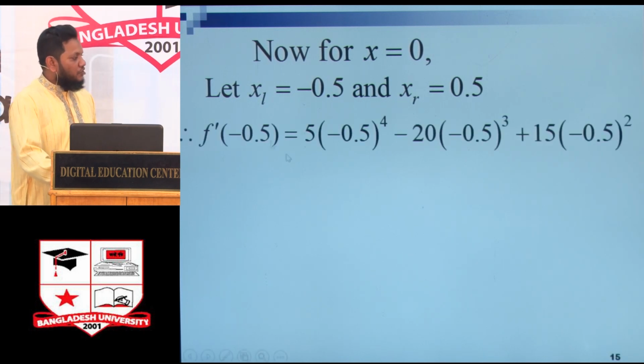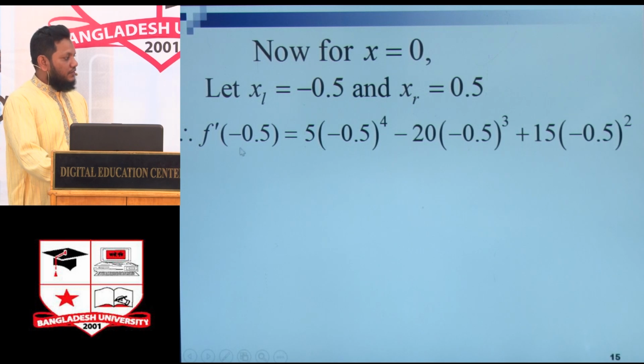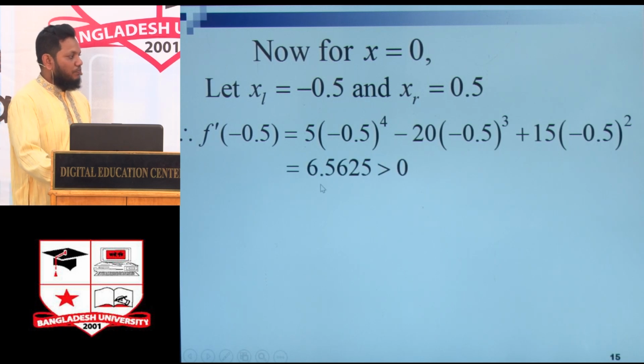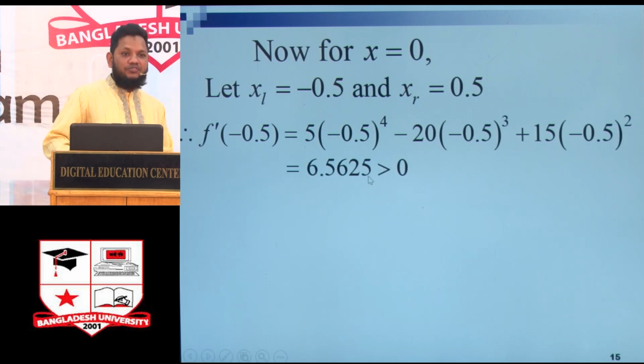Now we have to check f prime x, that is, f prime of minus 0.5, and we put in minus 0.5. The calculation gives 6.5625, which is positive.